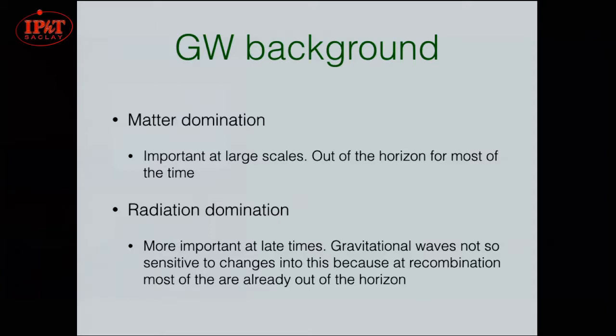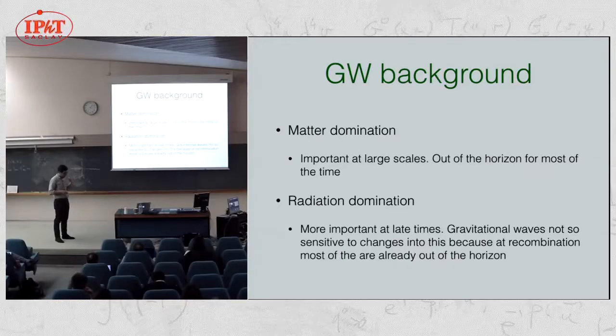So at matter domination, these modes are out of the horizon for most of the time, so they carry a lot of information. What happens with gravitational waves is that a gravitational wave generically will be out of the horizon after inflation, then will start evolving, and at some time it will enter the horizon again, and this will happen at radiation or matter domination. And at matter domination we'll have the large L modes, where the signal I talked about before is more important, so it will be the most interesting place for us.